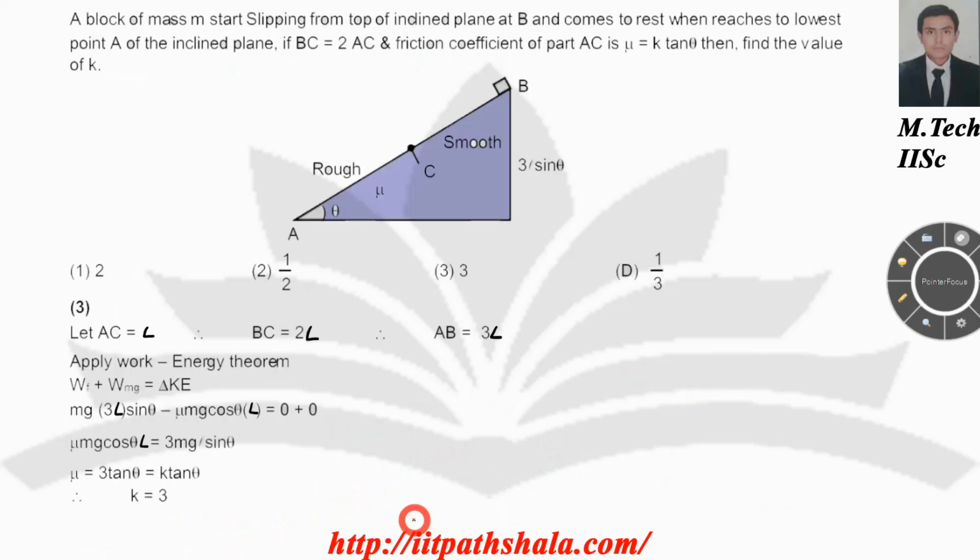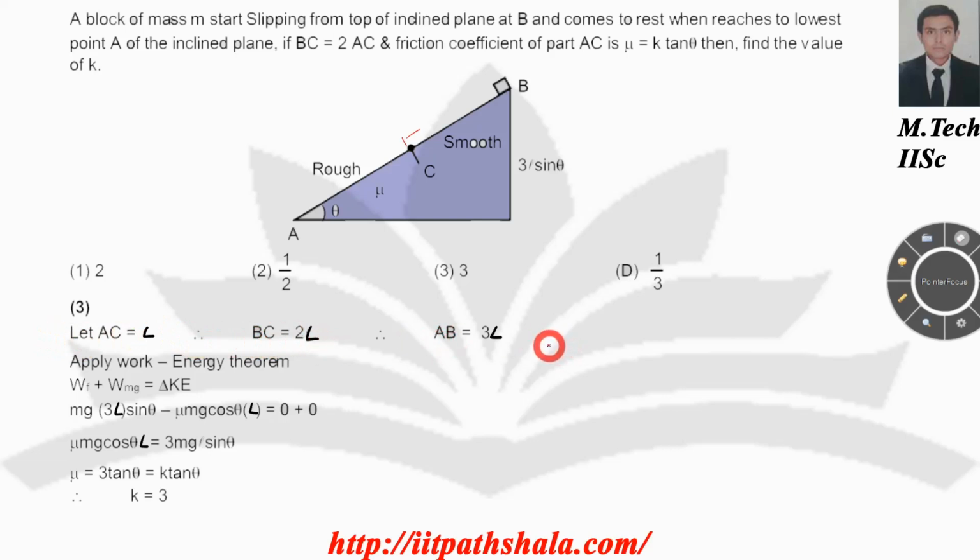Moving toward the next question over here, a block of mass m starts slipping from the top B of an inclined plane and comes to rest when it reaches the lowest point A of the inclined plane. If BC is equal to 2 times AC, and the friction coefficient of the part AC is mu, which is equal to k tan theta, then you have to find the value of k. Okay, now first consider the following lengths over here. AC is L, BC is 2L, AB is 3L.